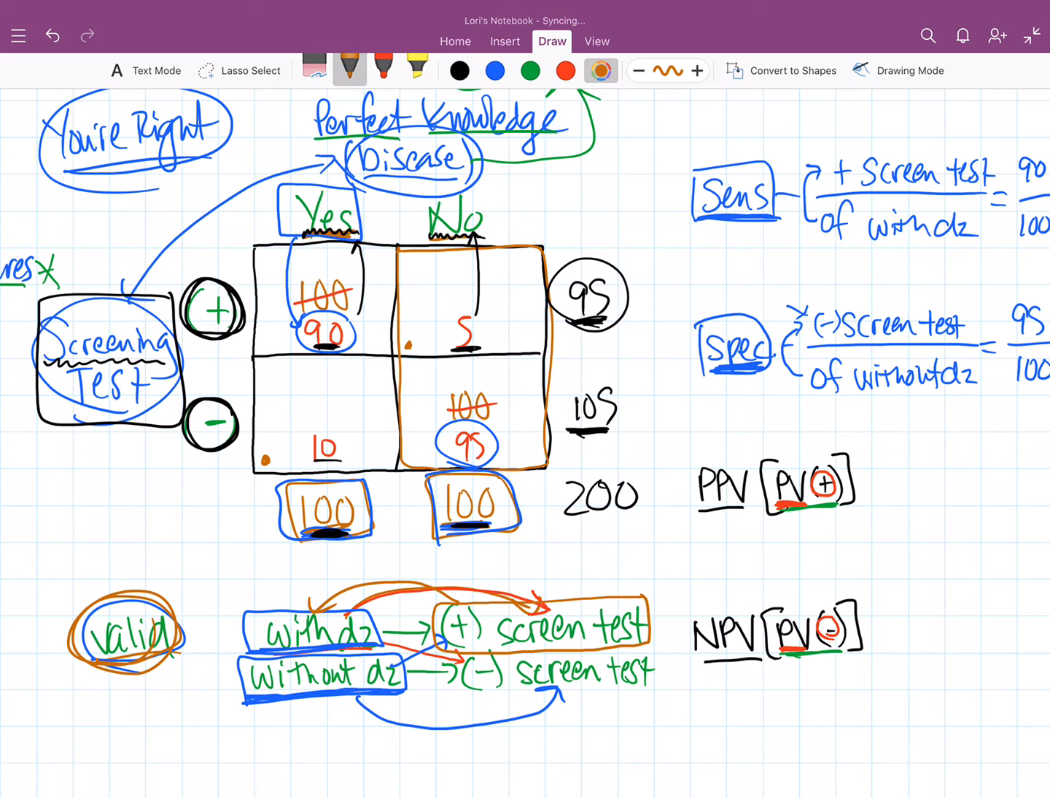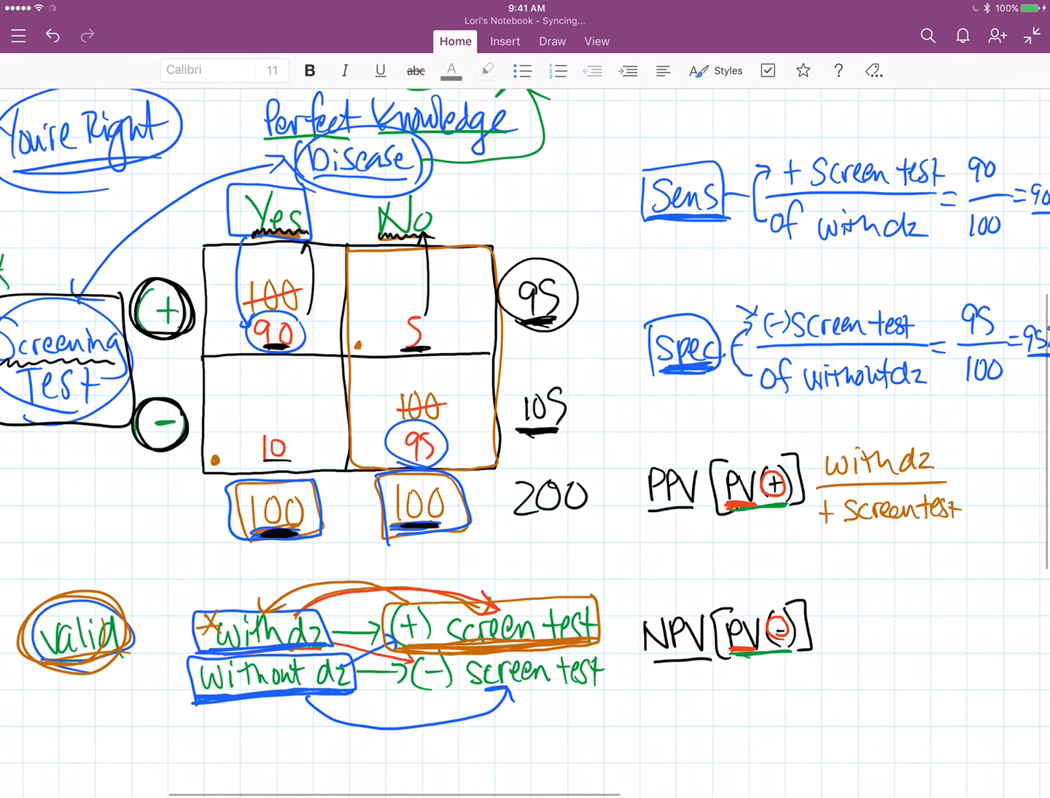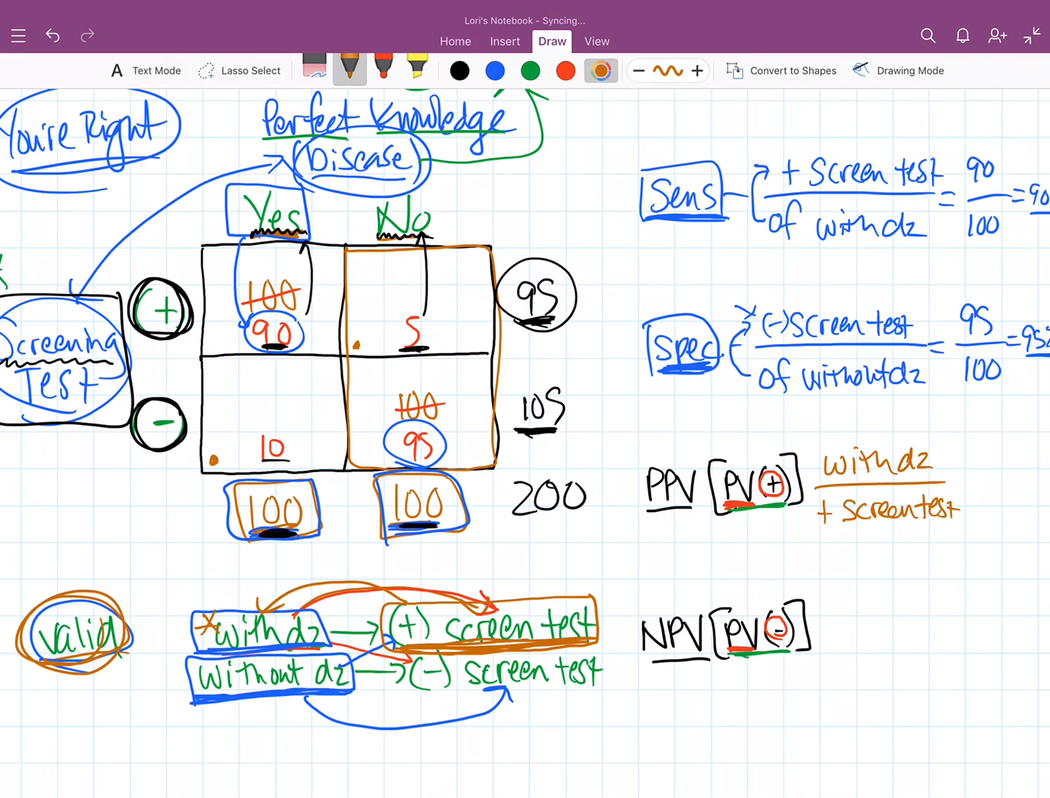The predictive value of a positive test means that of those who have a positive screening test, what percent actually had disease? Let me draw that as an equation. Of those with a positive screen test, how many are with disease? I'm going to scoot over here just a little bit. The total number of people with a positive screening test in this case is 95.